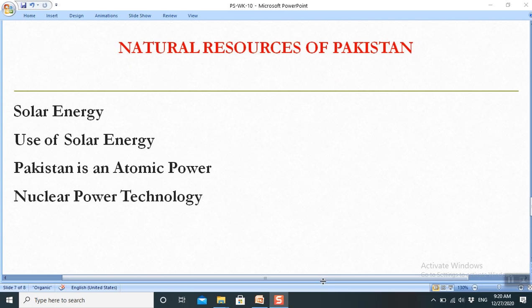Second advanced resource is atomic energy. Pakistan, as we discussed earlier when we were discussing uranium, is blessed to have reserves of uranium, a metal used in creating atomic energy. And with the grace of Almighty Allah, Pakistan became atomic power on May 28, 1998. And now it is time to use the atomic energy for the national benefit.